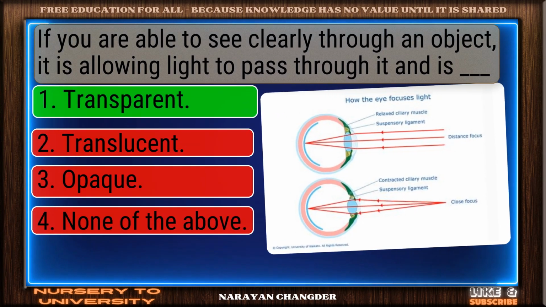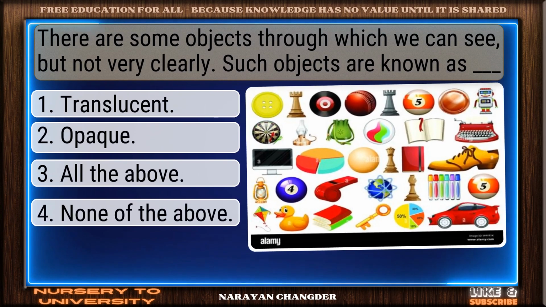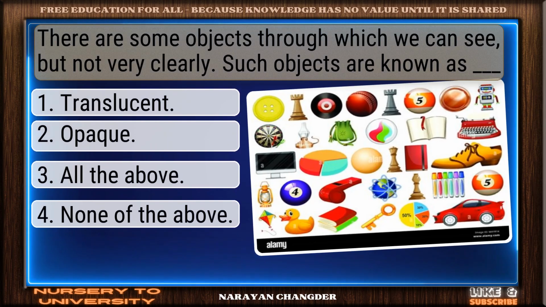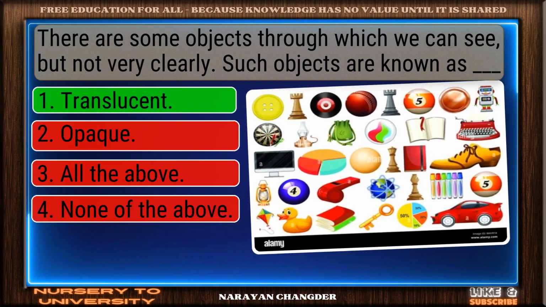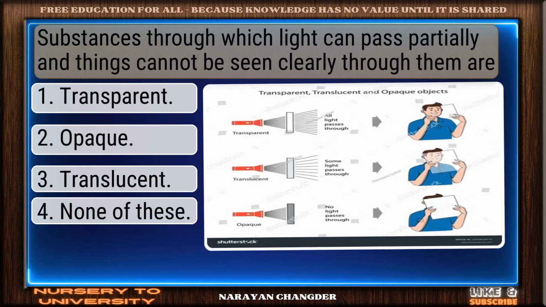Perfect. Transparent is the correct choice. There are some objects through which we can see, but not very clearly. Such objects are known as dash. Strong choice. Translucent is the right answer.